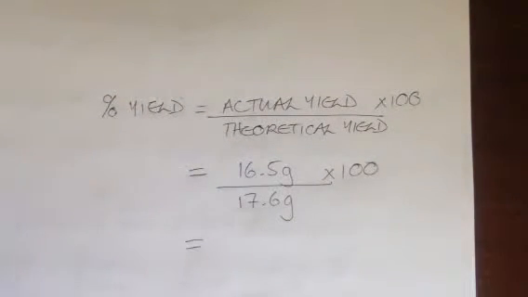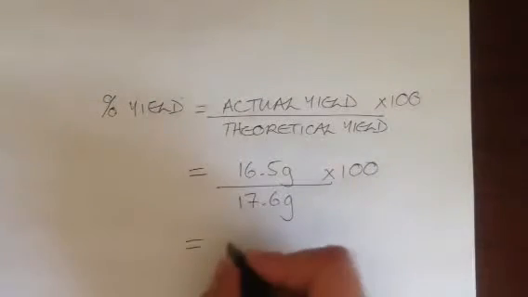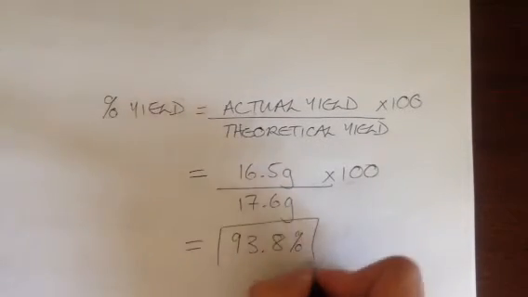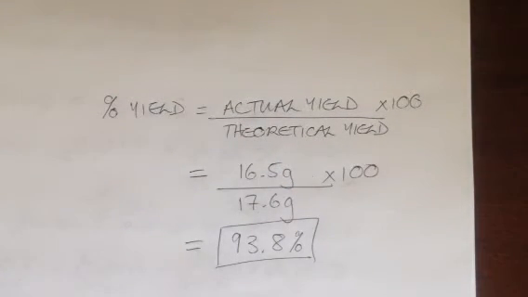Let's see what it is. 16.5 divided by 17.6 multiplied by 100, that is 93.8% to 3 sig figs, which is a pretty good yield. We'd be pretty happy with that.